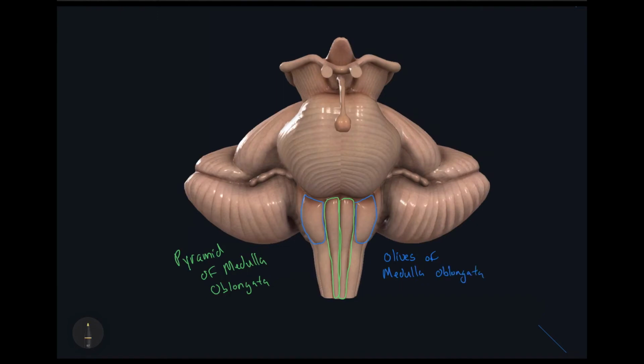Now there's a groove that's separating the pyramids from the olives, located right here and also right here. The name of these grooves are called the anterolateral sulci, or sulcus for one, of the medulla oblongata. Now behind the olives is another sulcus that runs down right here, and that has a name as well. This is the posterolateral sulcus of the medulla oblongata.